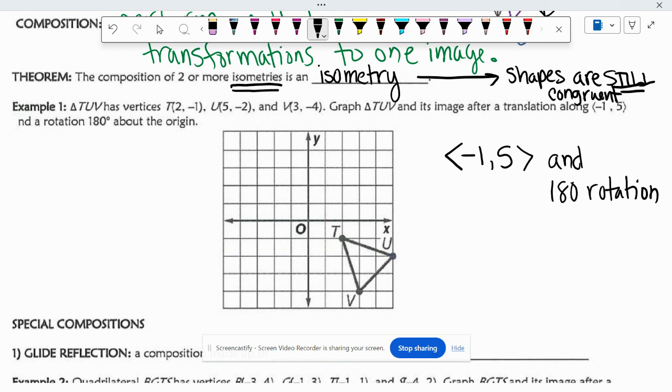Okay, so I know that this is just a vector rule, which means that I'm going to subtract 1 from the x and I'm going to add 5 to the y. I know that's what this means. Okay. So I'm going to just plot a point and see if we can come up with that 180 rotation. So if I plot the ordered pair 1, 3, what's going to happen to it if I rotate it 180 degrees?